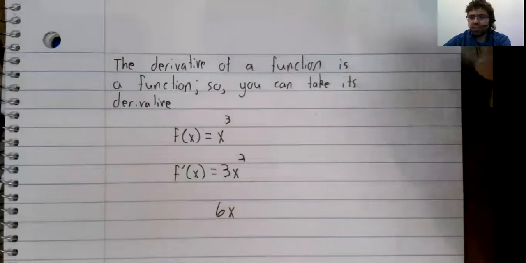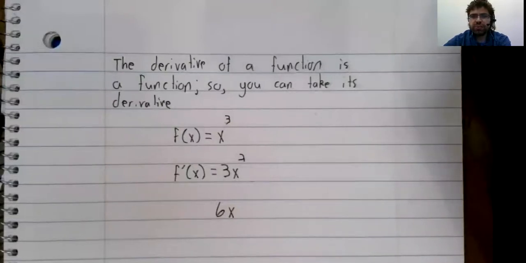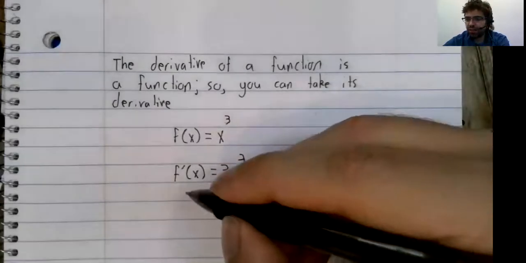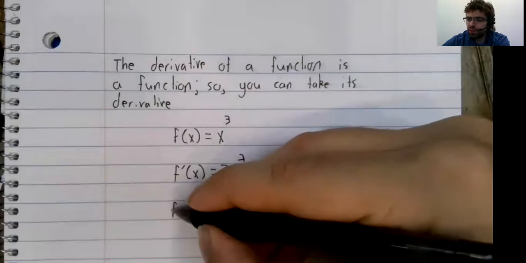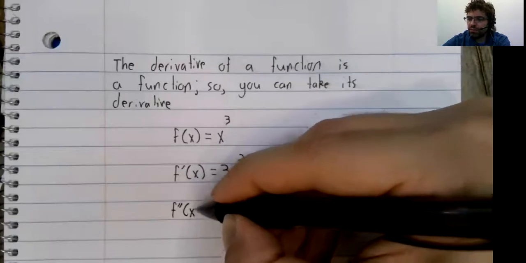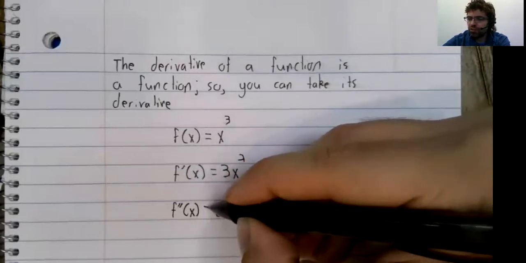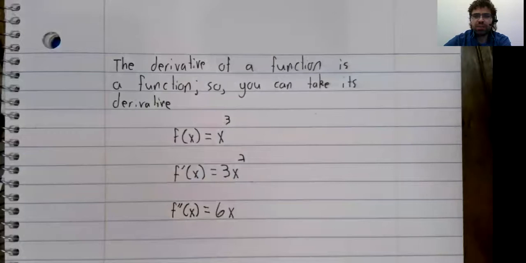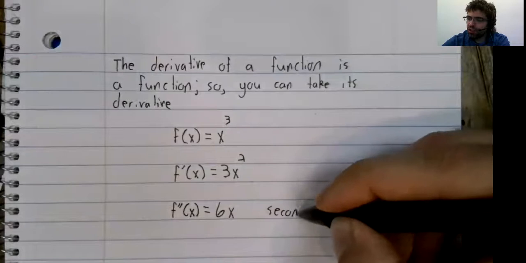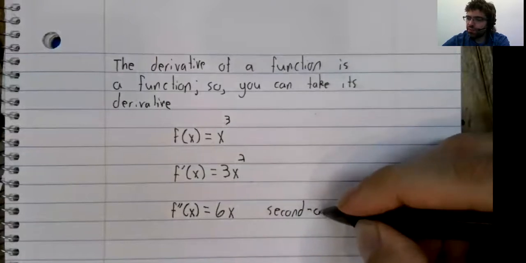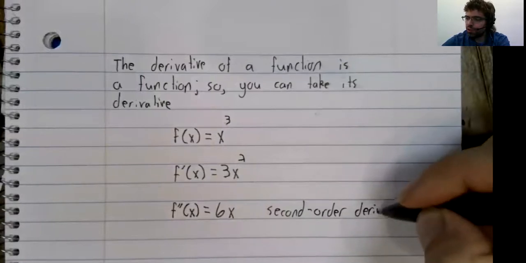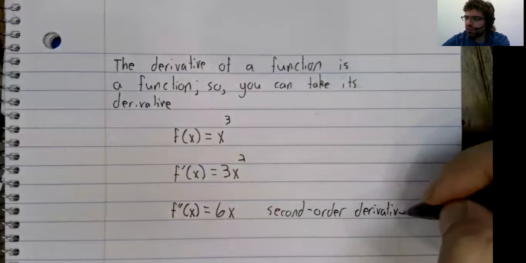Our notation here is that because we're taking the derivative a second time, we put a second apostrophe up there, and we call this the second order derivative.